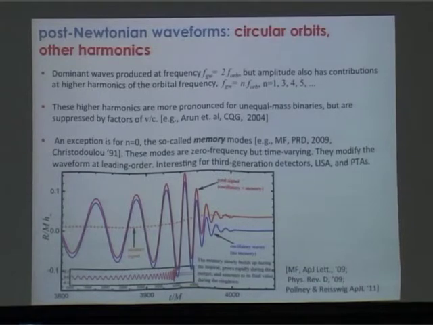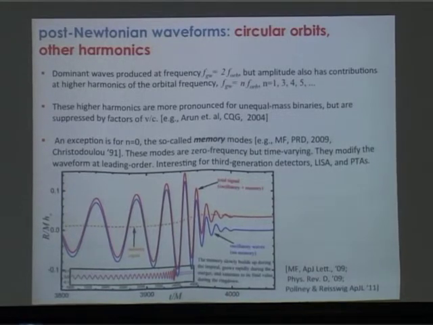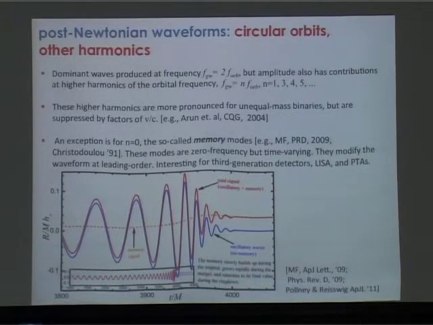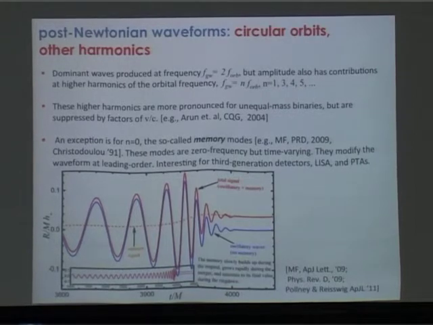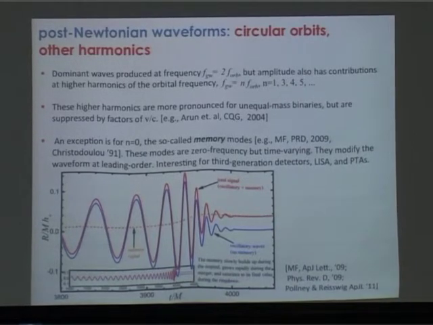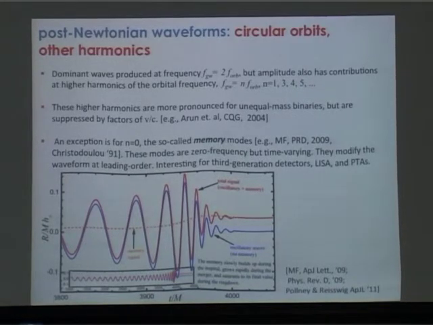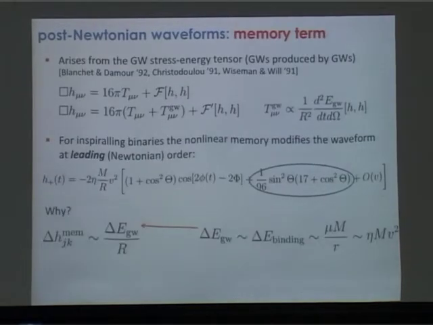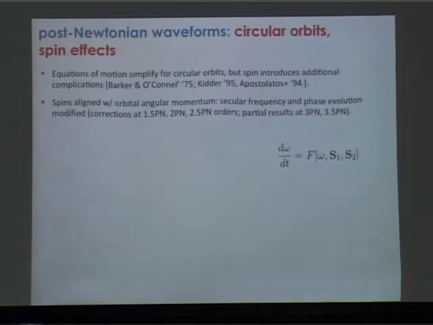There's an exception to the statement that these higher harmonics are suppressed, and this is another weird type of mode called the memory mode, or the nonlinear Christodoulou memory effect. This is essentially a zero frequency contribution to the gravitational wave signal, which slowly increases with time. Even though it comes from this complicated nonlinear interaction, it actually affects the waveform at leading order in the amplitude. So it's not a higher order effect in the post-Newtonian scheme like these other higher harmonics. I'll talk about this in the next talk that somebody has asked me to give.